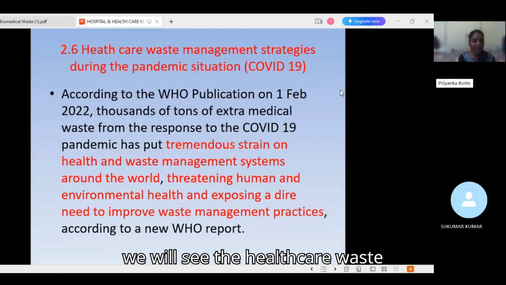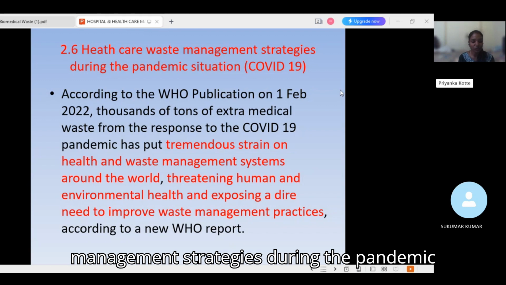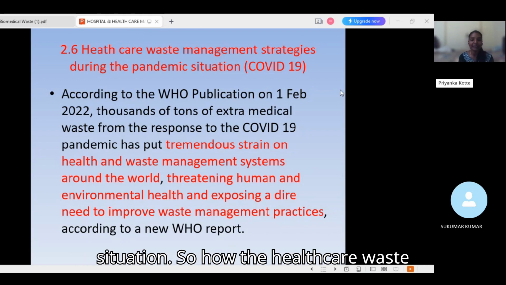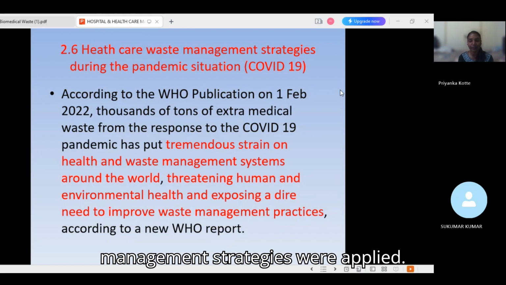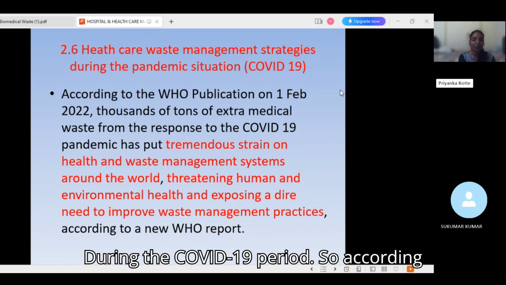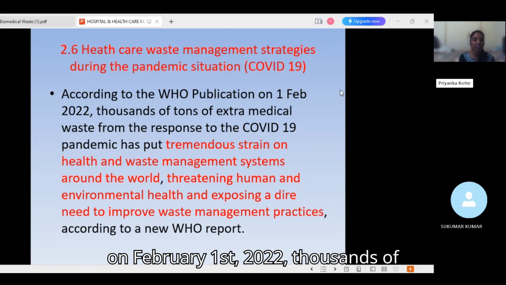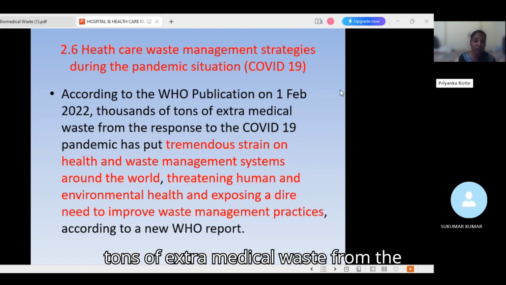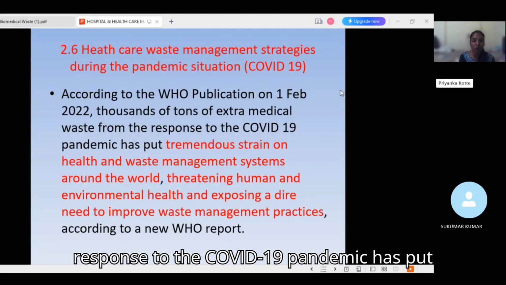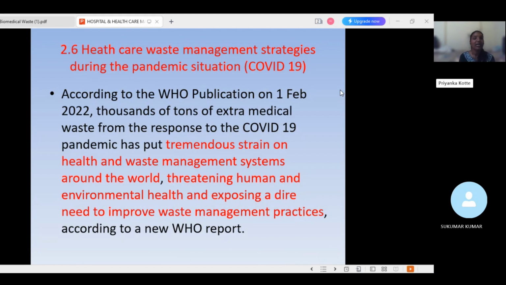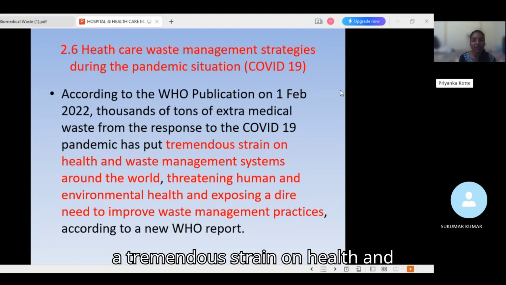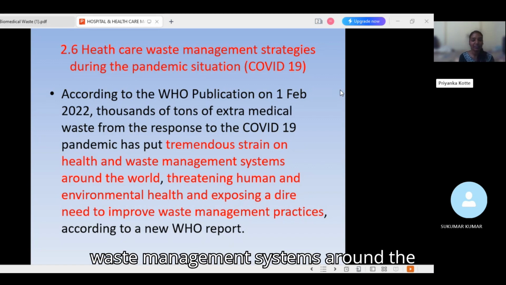So we will see the healthcare waste management strategies during the pandemic situation. How the healthcare waste management strategies were applied during the COVID-19 period. According to a World Health Organization publication on February 1st, 2022, thousands of tons of extra medical waste from the response to the COVID-19 pandemic has put a tremendous strain on health and waste management systems around the world.